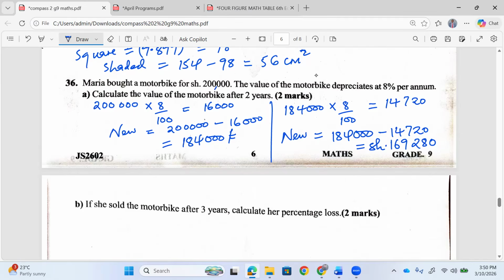We are being told in part B, if she sold the motorbike after 3 years, calculate the percentage loss.